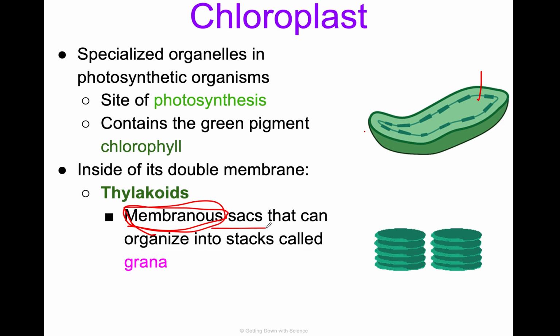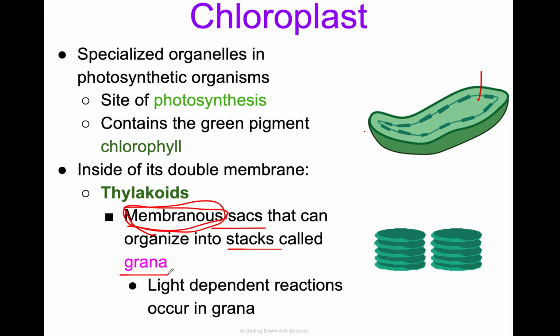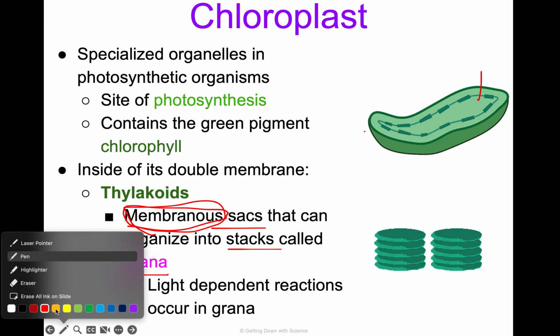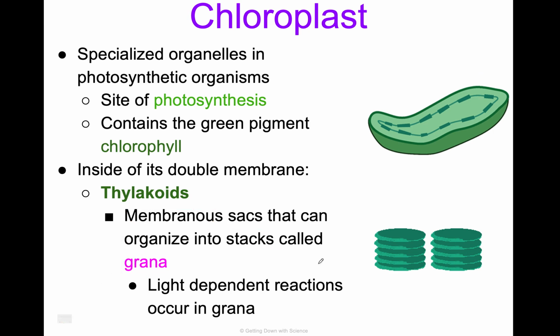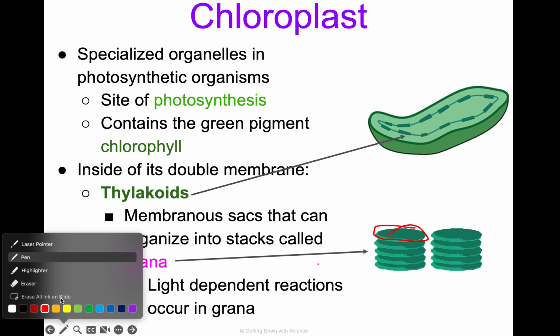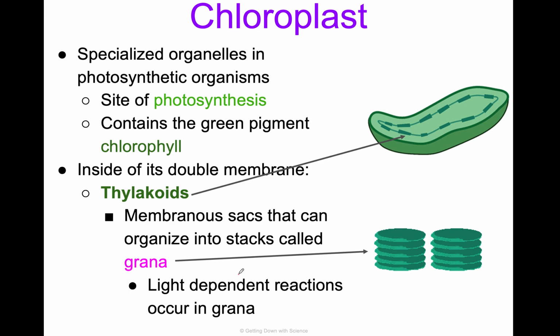Sacs that can organize into stacks called grana. So light-dependent reactions occur here. So we can see, let me just clear this. There's your thylakoids. There's your grana. Little pancake structures are called grana. Not grandma, grana.